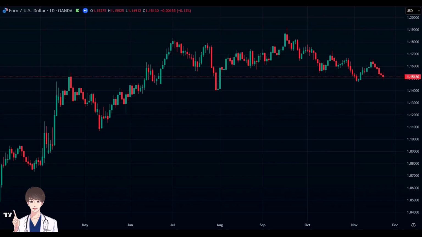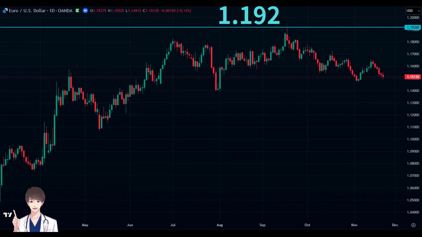Although no clear trend is visible, price had been making lower highs and lower lows since the September 17th high at 1.192. Last week, price gradually declined. Even so, no strong directional bias has appeared yet on the daily chart, and for now, we view this timeframe as being in a neutral, trendless, range-bound phase.